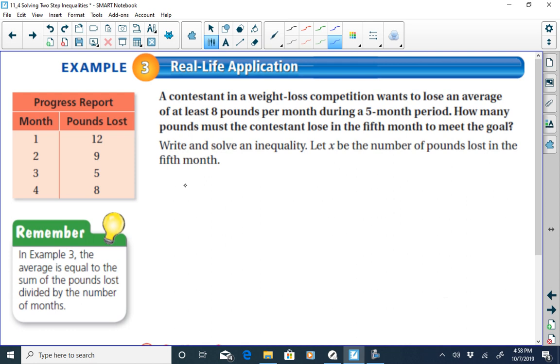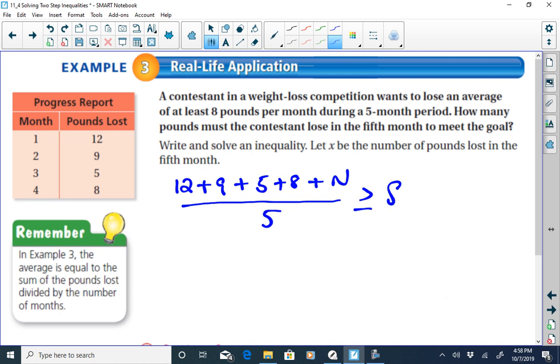Well, so far they've lost what? 12 plus 9 plus 5 plus 8, and I'm just getting those numbers from this table here, plus some number. I'm going to use a variable. When we divide that by 5, because we want the average, it would have to be greater than or equal to 8. So there's our first step, to actually write out the inequality.